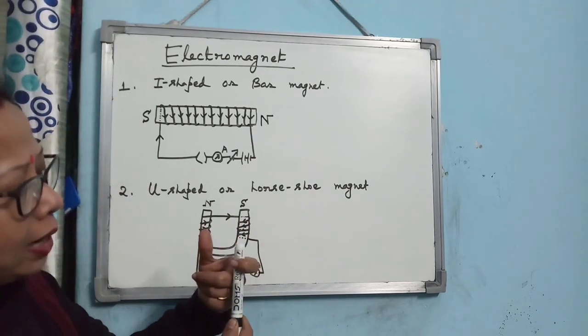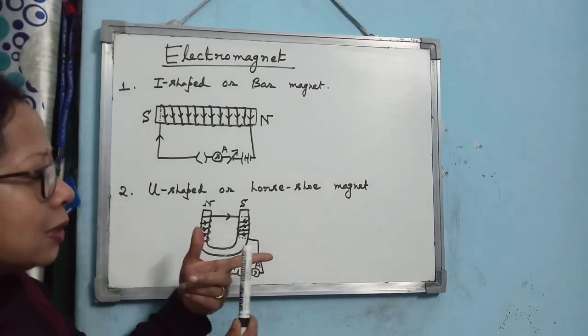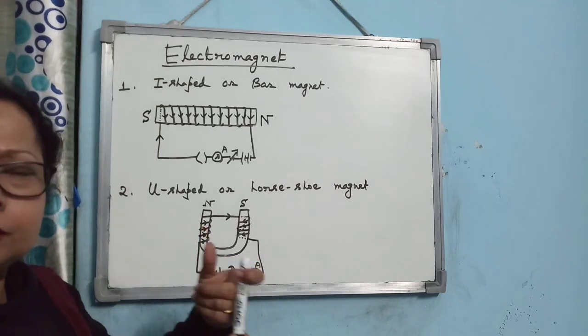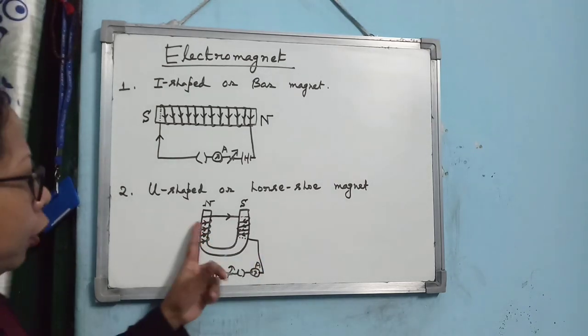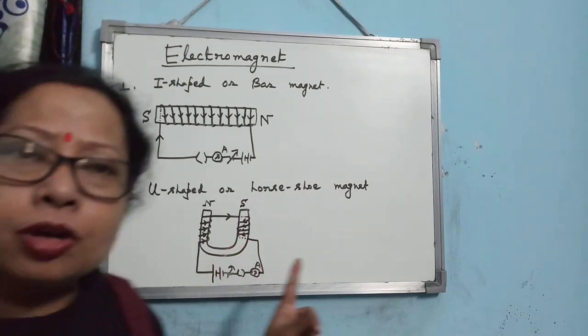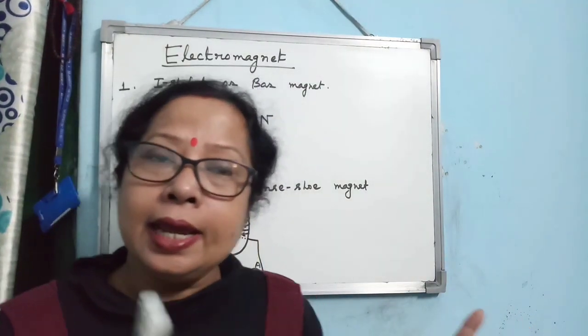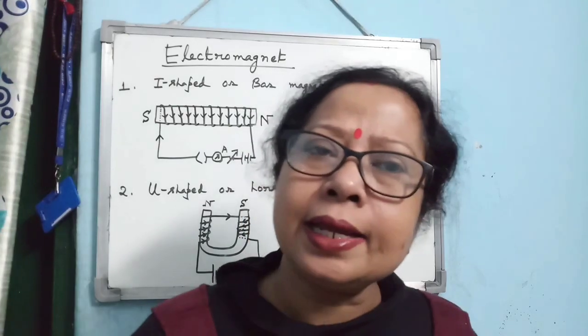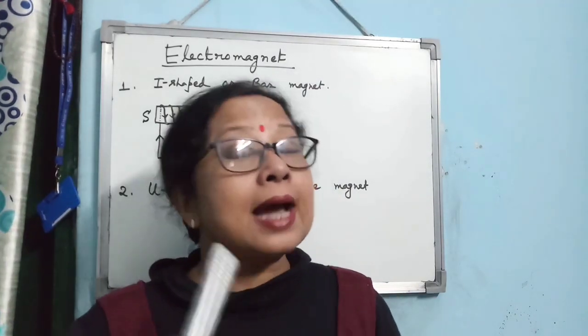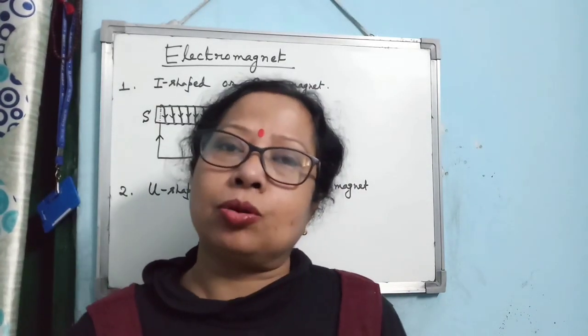Then the coil is wound like this, means it is back to front. So what is the concept? On both sides, you should turn the coil in the opposite direction. If on one side you are turning it in the clockwise direction, on the other it should be anti-clockwise direction.